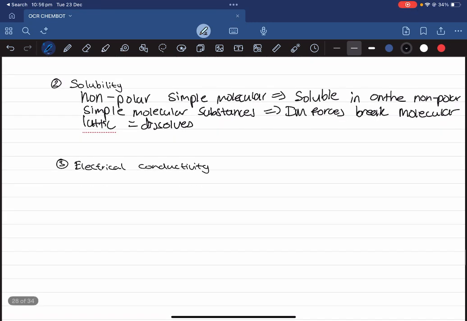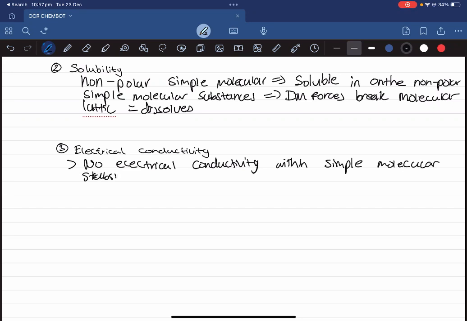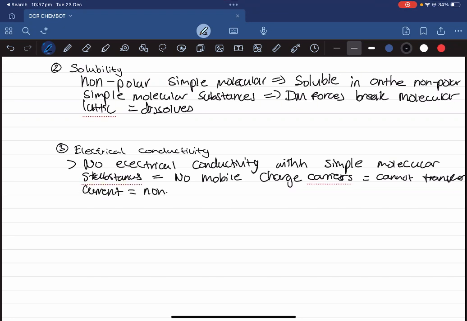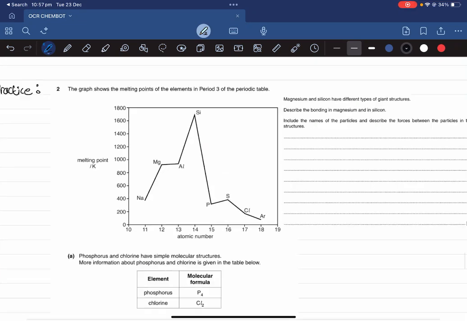Now, the last property you need to know about is electrical conductivity. And it's fairly simple. There is no electrical conductivity within simple molecular substances. And the reason why is simply because there are no mobile charge carriers. Therefore, it cannot transfer current. Hence, non-conductive.